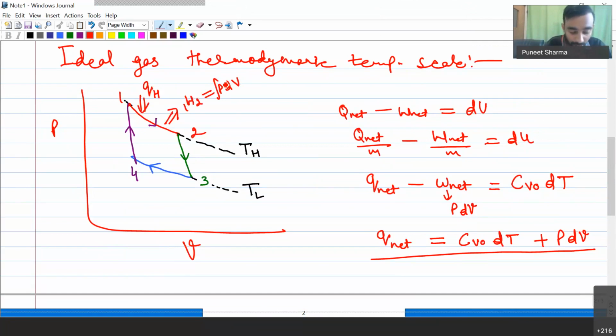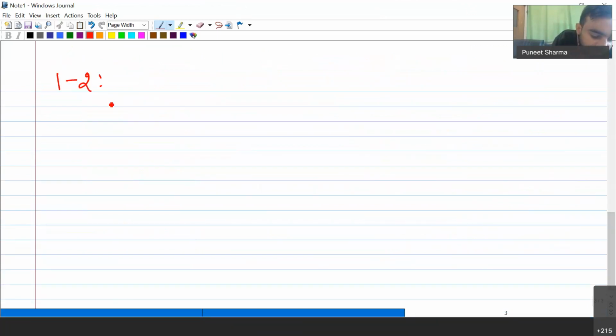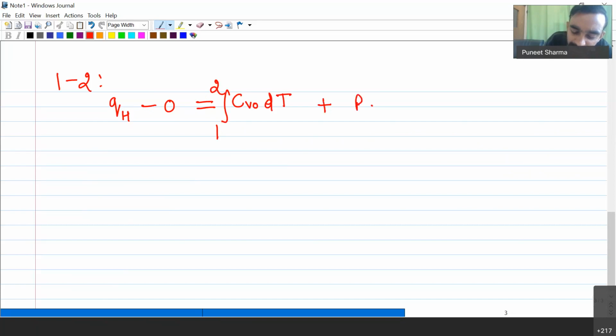Okay. So now for process number 1 to 2, we will find that Q net is nothing but equal to QH, minus we don't have any heat going out in process number 1 to 2. So QH minus 0 will be equal to the integral of Cv0 dT, integration from point number 1 to point number 2, plus the integral of P dV, from point number 1 to 2.